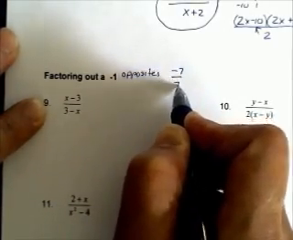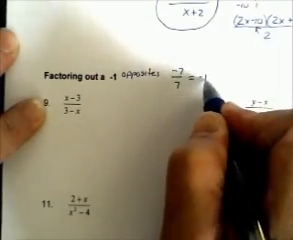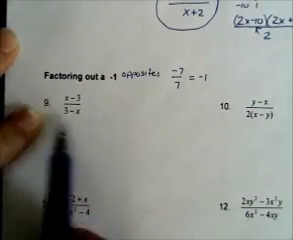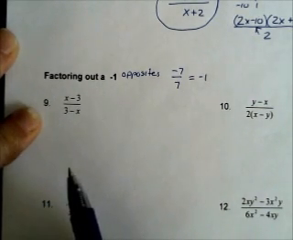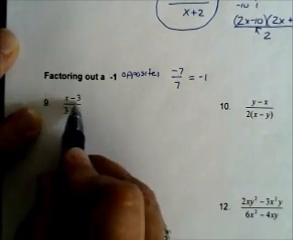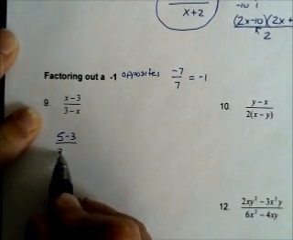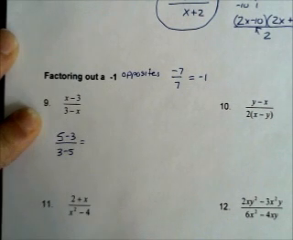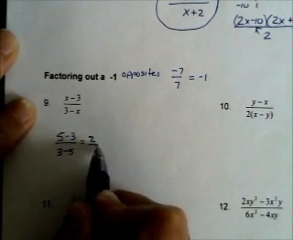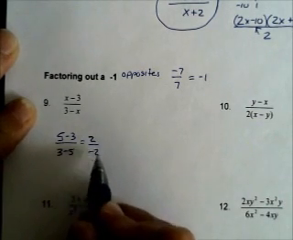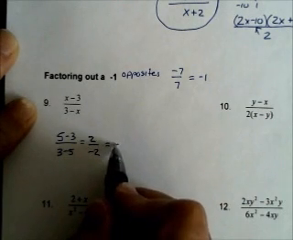-7 divided by +7 would result in -1. Take any number for x here. 5. If I put 5 in for x, 5 minus 3 divided by 3 minus 5. Well, what is 5 minus 3? It's 2, and 3 minus 5 is -2. 2 divided by -2 is -1.